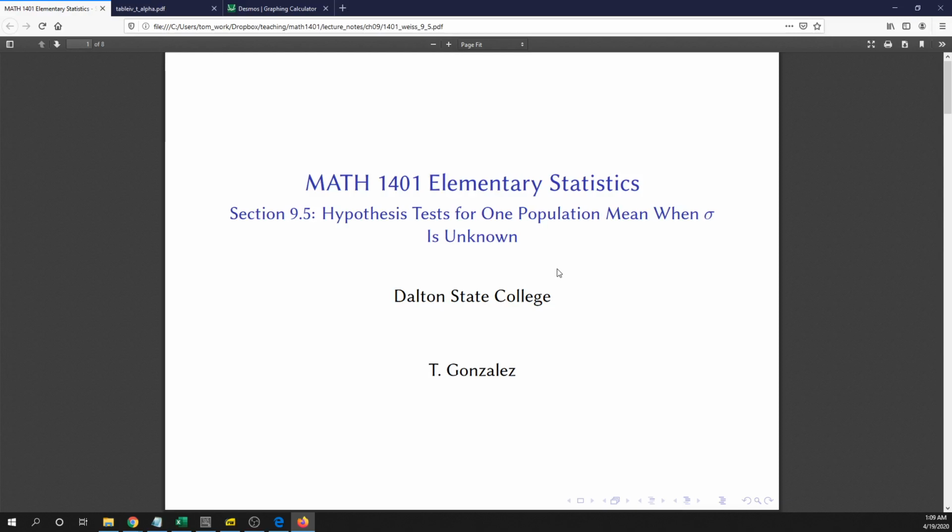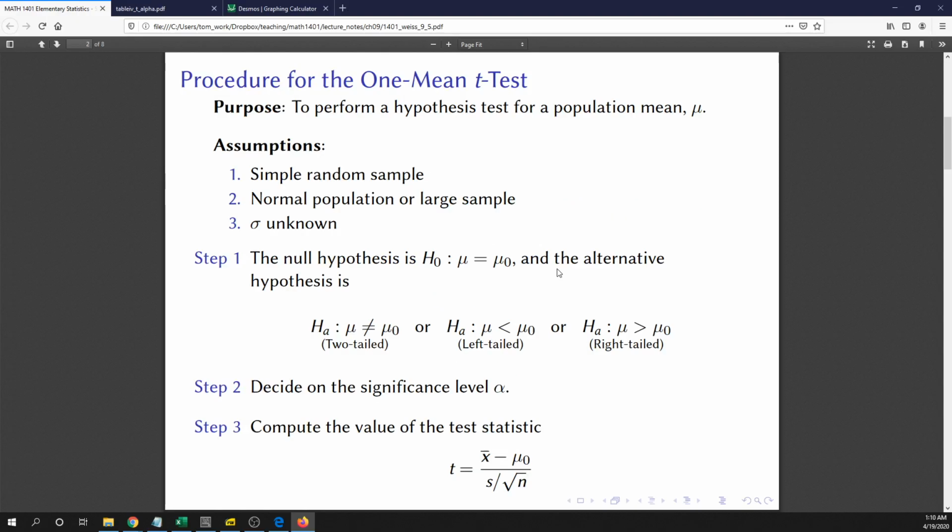We will see that, similar to the situation in section 8.3, when we talked about confidence intervals, when sigma is unknown, we will use the sample standard deviation S instead of sigma. But then the distribution is a t distribution, okay? And so the procedure is going to be pretty similar to section 9.4, but there's a few places here and there where we're going to have to do things slightly differently. Okay, so let's go over the procedure.